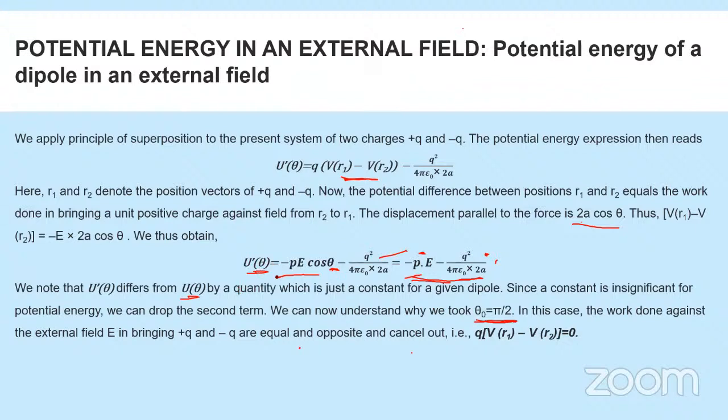Okay, so this is the effect, or the kind of influence, of the external field that we see when we are trying to calculate the potential energy of a dipole when there is an external electric field present.